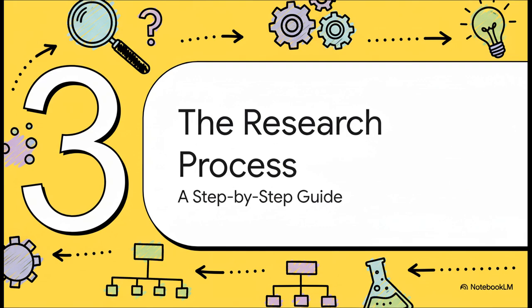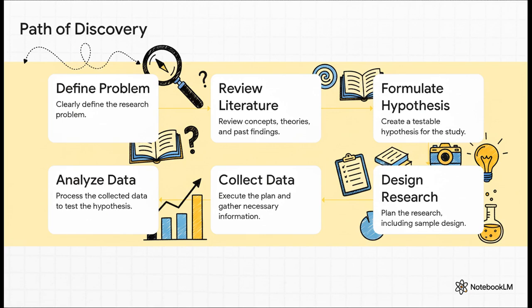Okay, so now that we know what's in our toolkit, we can actually start walking the path. This is the core journey, a sequence of steps that pretty much every researcher follows to make sure the process is logical, thorough, and makes sense from start to finish. This flowchart lays it out perfectly.